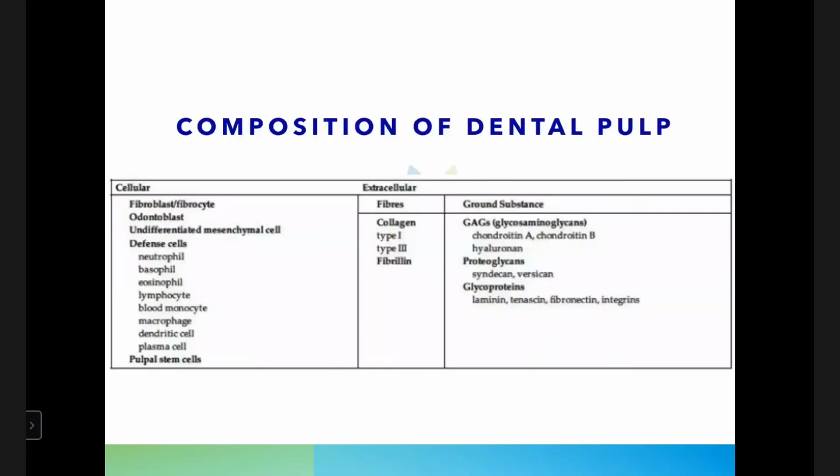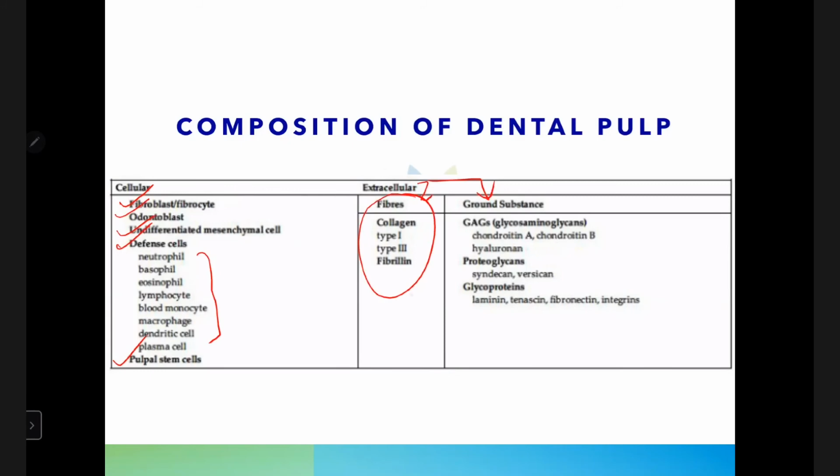Next, let's talk about the composition of the dental pulp. We all know this by now. There is a cellular element and an extracellular element. In the cellular, we have different kinds of cells. We learned them, right? The fibroblasts, odontoblasts, undifferentiated mesenchymal cells, the defense cells, and pulpal stem cells, which we'll talk about. In the extracellular part, we have two categories: fiber and ground substance.